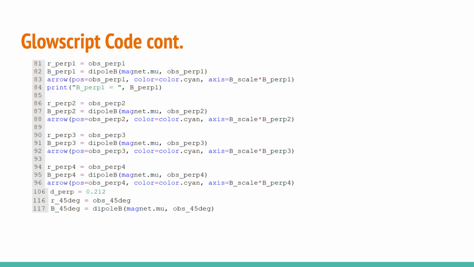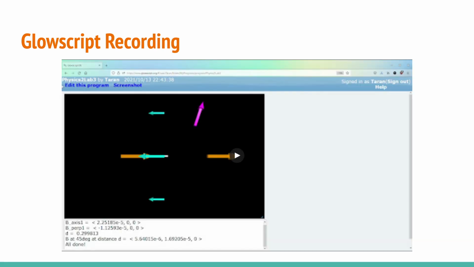Continuing, here are more arrows. Our D perpendicular is 0.212. Our 45-degree axis is almost 45 degrees. Here's a recording of the GlowScript.